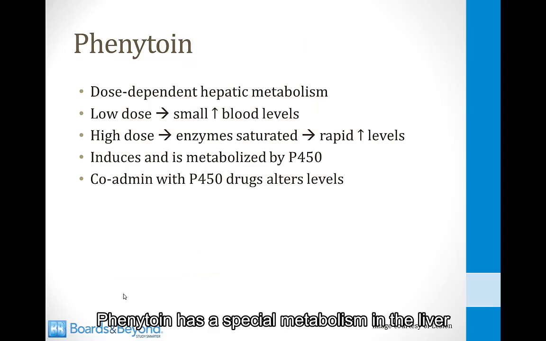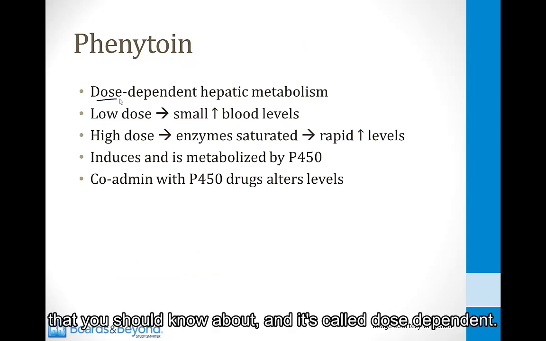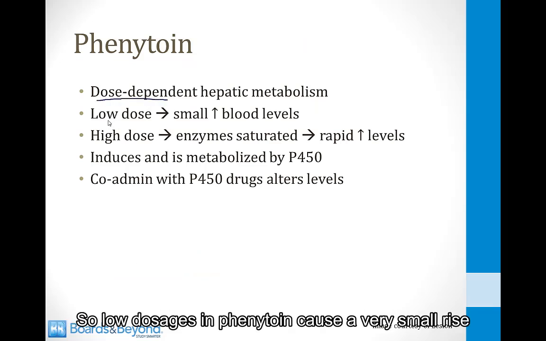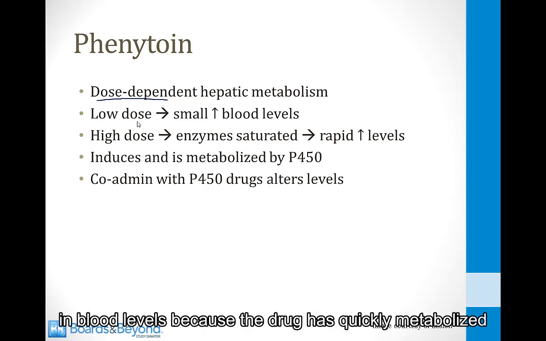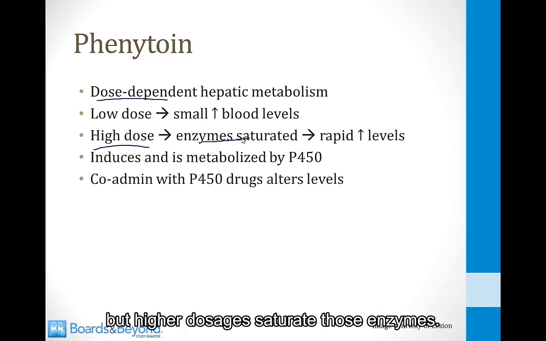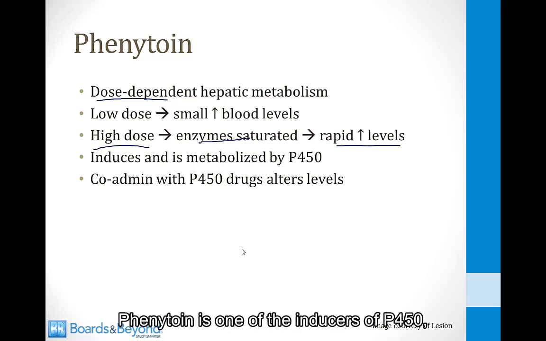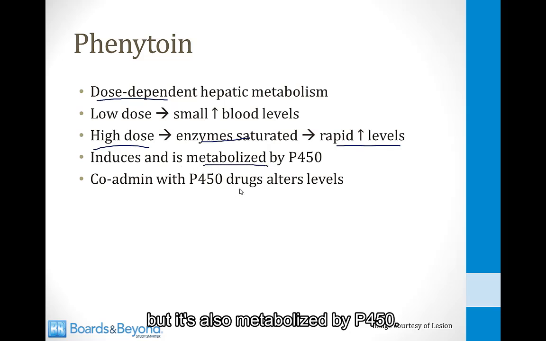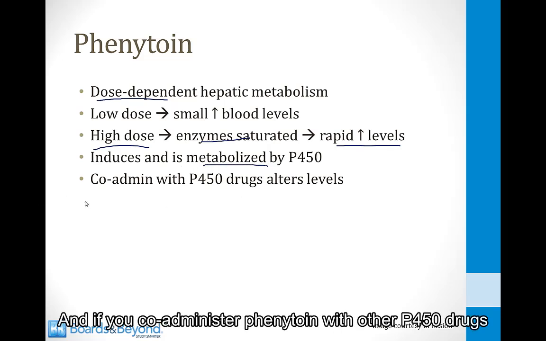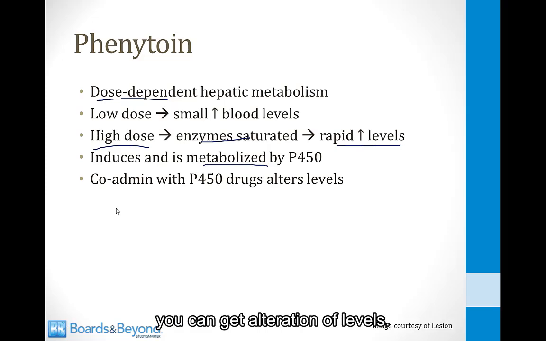Phenytoin has a special metabolism in the liver that you should know about, and it's called dose dependent. So low dosages of phenytoin cause a very small rise in blood levels because the drug is quickly metabolized, but higher dosages saturate those enzymes, and then you see a rapid increase in levels. Phenytoin is one of the inducers of P450, but it's also metabolized by P450. And if you co-administer phenytoin with other P450 drugs, you can get alteration of levels. So as I said before, levels of this drug are often routinely checked.